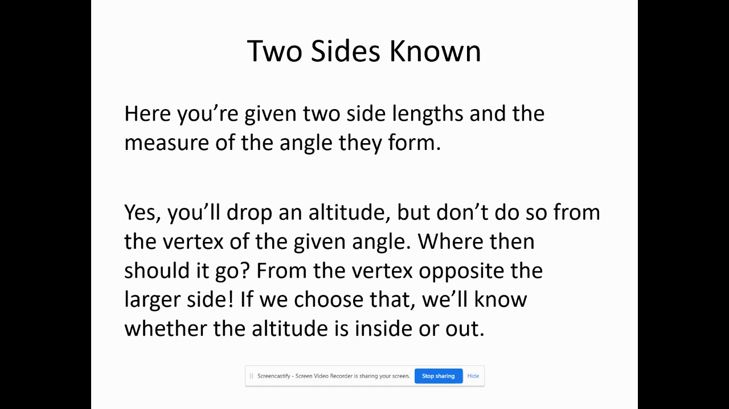So that means there's this issue. Which altitude do I put in, and how do I know where it is? And doesn't that matter? And it does. And there's a way around the problem. So let me begin to talk to you about how you get around the problem. Basically the advice is what I say here. Where do you put in the altitude? From the vertex opposite the larger side. From the vertex opposite the larger side.